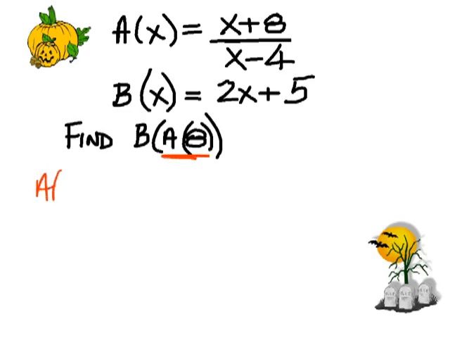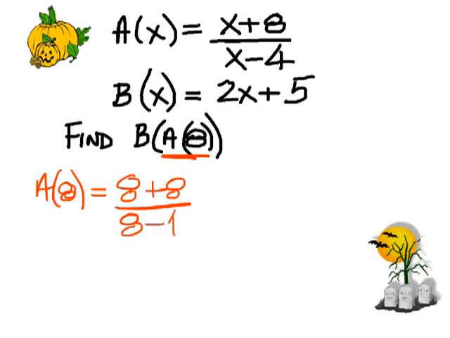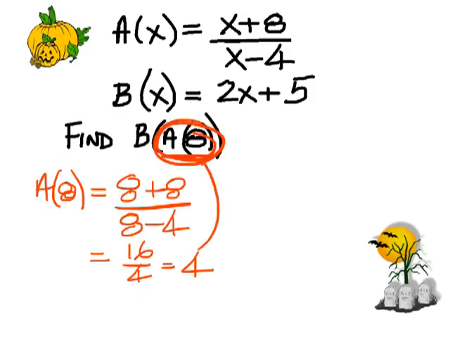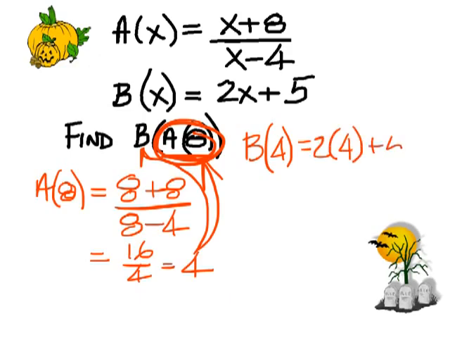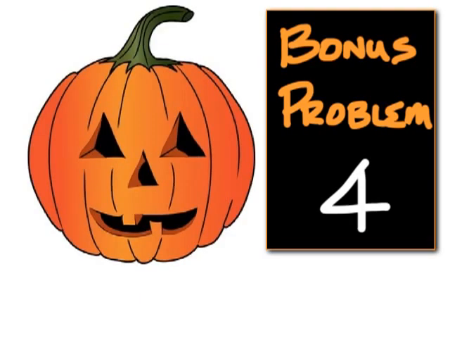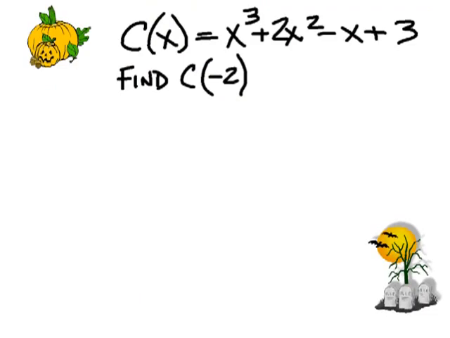On the practice problem, a of 8. A of 8 equals 8 plus 8 over 8 minus 4. So that's 16 over 4, which is 4. You must use that. This came from this, and you must use that to go back to the b function now. So b of 4 is 2 times 4, which is 8. Add that to 5 to get 13. Bonus problem number 4.